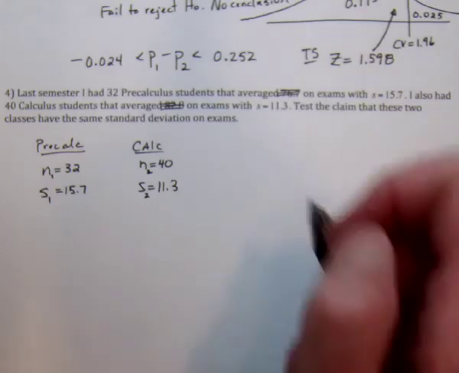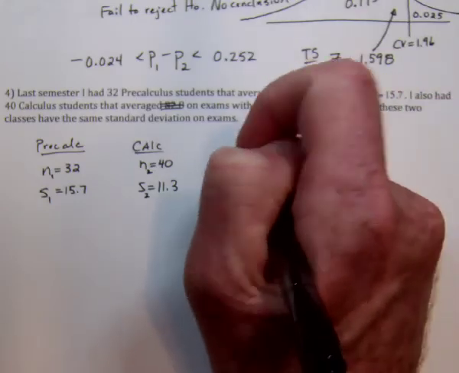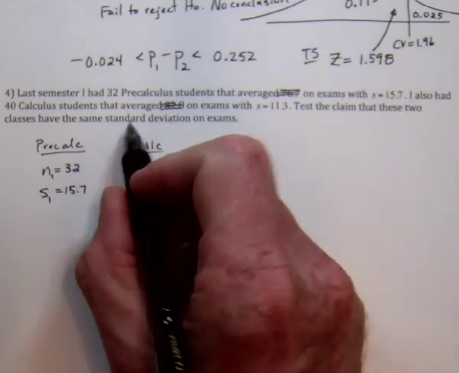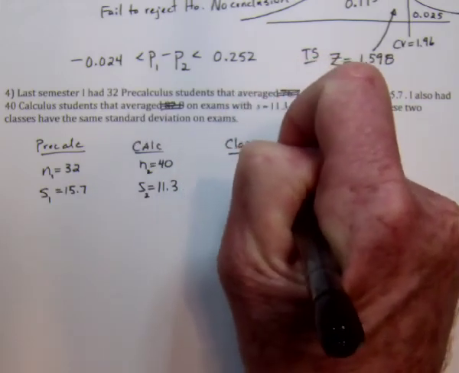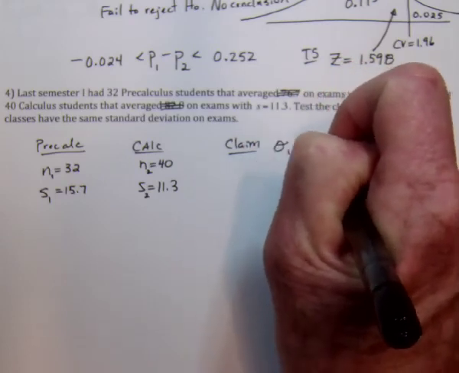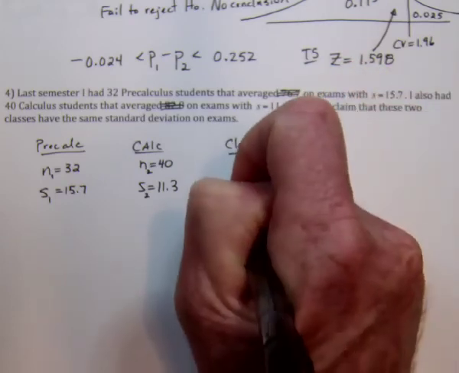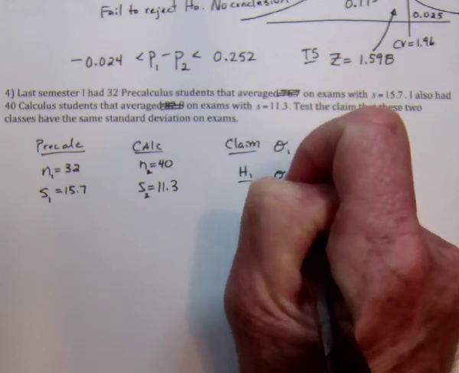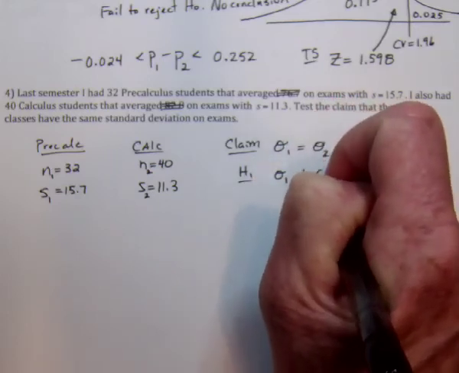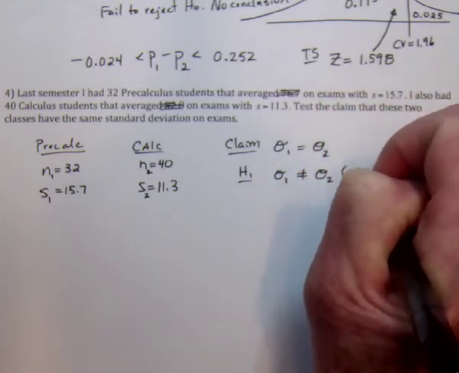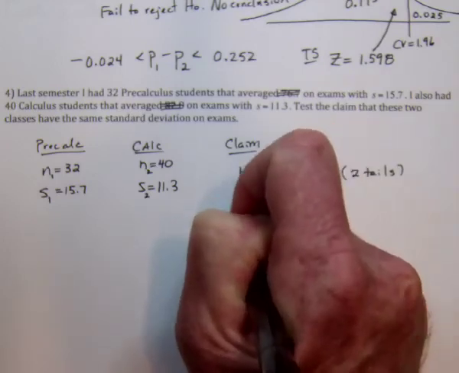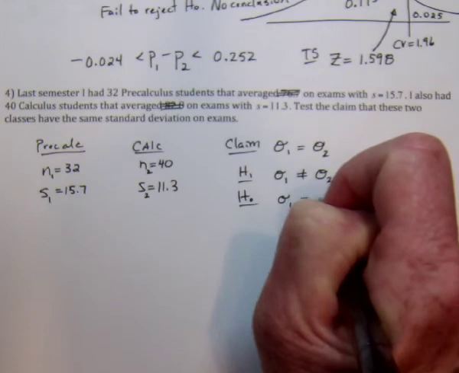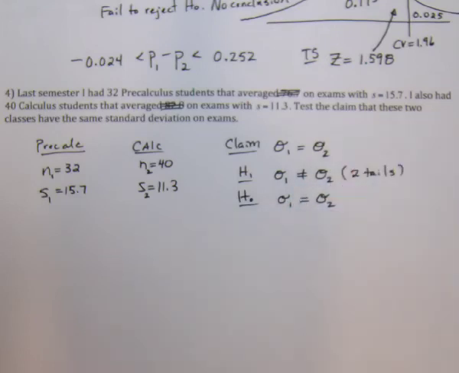Alright, then the claim is, test the claim that the 2 have the same standard deviation. So the claim is that standard deviation for group number 1 equals standard deviation for group number 2. H1 can't have an equal, so it's going to say not equals, which then tells me that there's 2 tails. And H sub O just does the same thing every time.